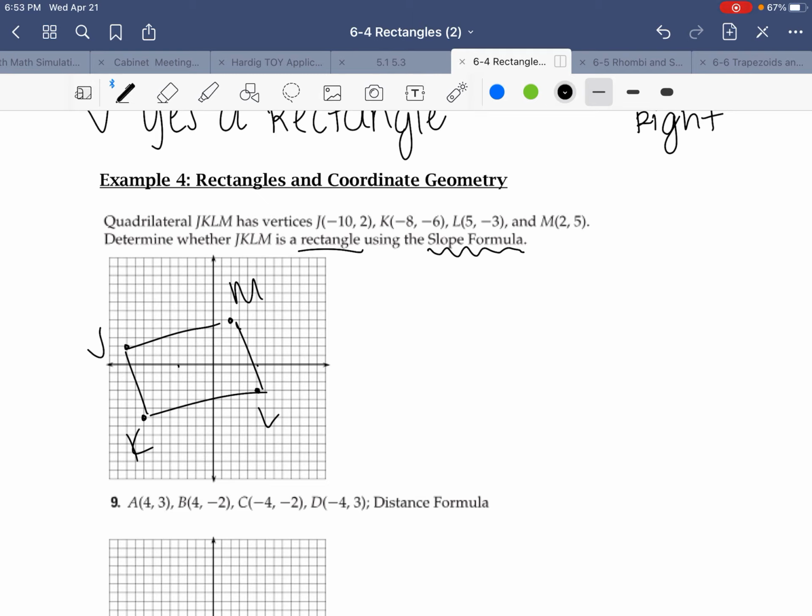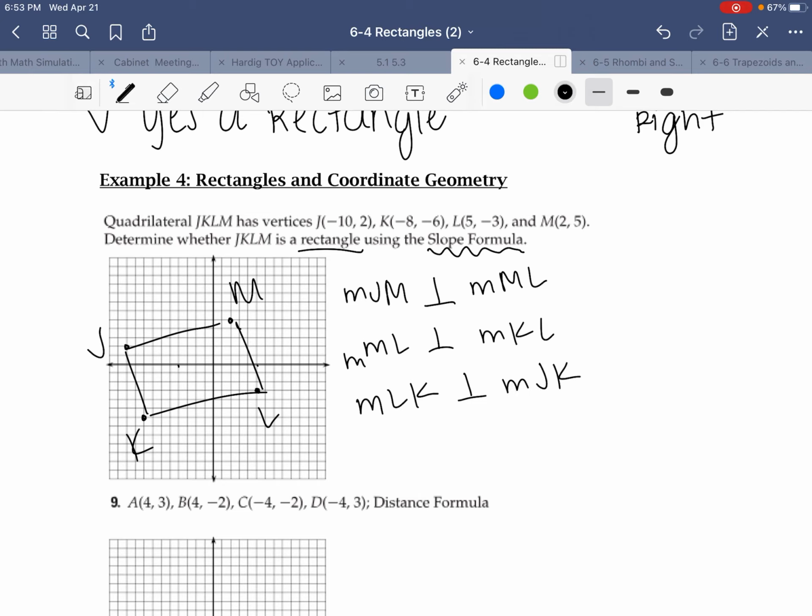So in order for this to be a rectangle, the slope of JM must be perpendicular to the slope of ML. The slope of ML must be perpendicular to the slope of KL, and the slope of LK must be perpendicular to the slope of JK. So using our slope formula, which remember is the change in y over the change in x, we need to identify the slopes for JM, ML, KL, and JK.